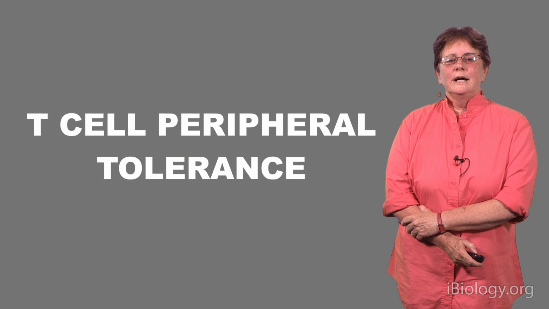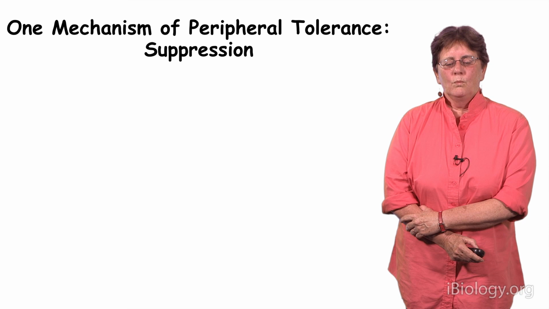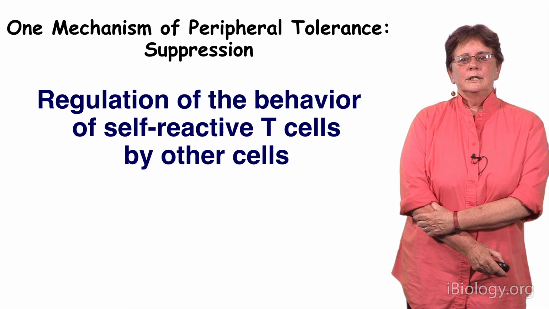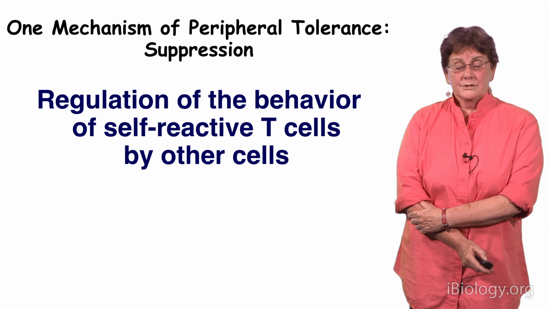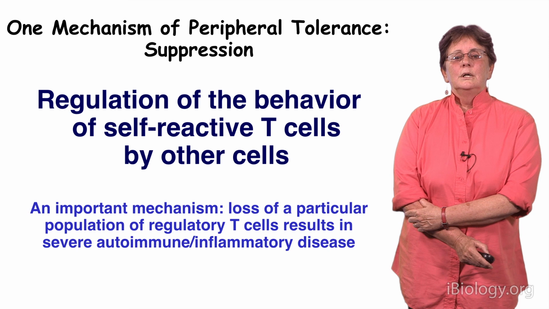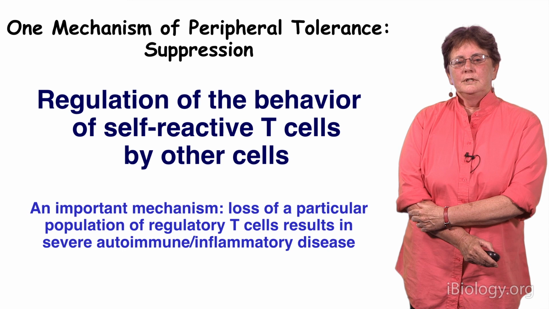So that leaves open the space for peripheral T cell tolerance. And I'm going to focus on one particular and important mechanism of peripheral tolerance, and that's suppression. As I mentioned, suppression is regulation of the behavior of self-reactive T cells by other T cells, by other cells. This is, again, an important mechanism, and that can be seen very clearly by the phenotype of either humans or mice who are lacking a particular kind of regulatory T cell, suppressor T cell, and these people get a very severe autoinflammatory disease.